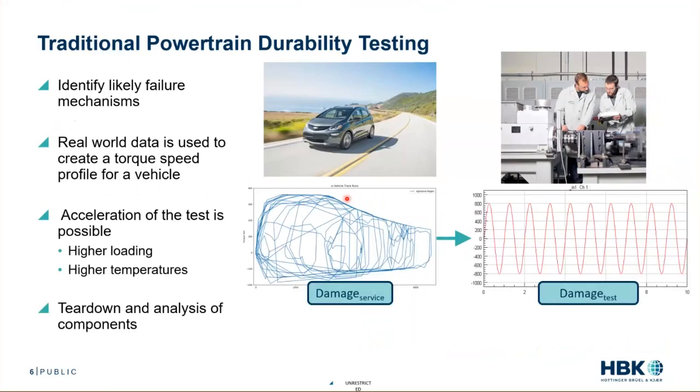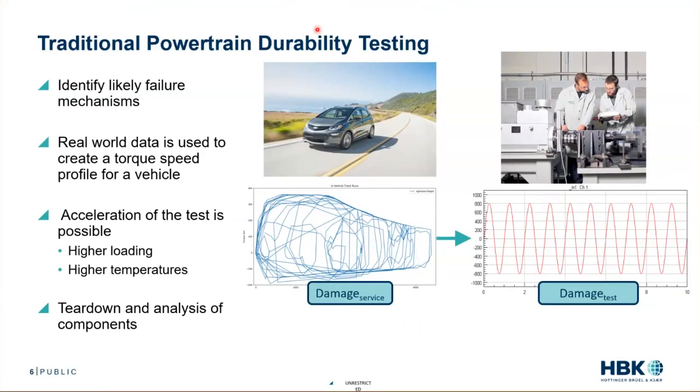So traditional powertrain durability testing, we want to identify the likely failure mechanisms. So for example, we're going to take a car out on the road, identify what its torque and speed profile is, and this is some actual road data for torque and speed from a Chevy Bolt. We're going to take that real world data. We're going to use it to create a torque and speed profile for a vehicle. And then we're going to want to try to accelerate those tests in the lab.